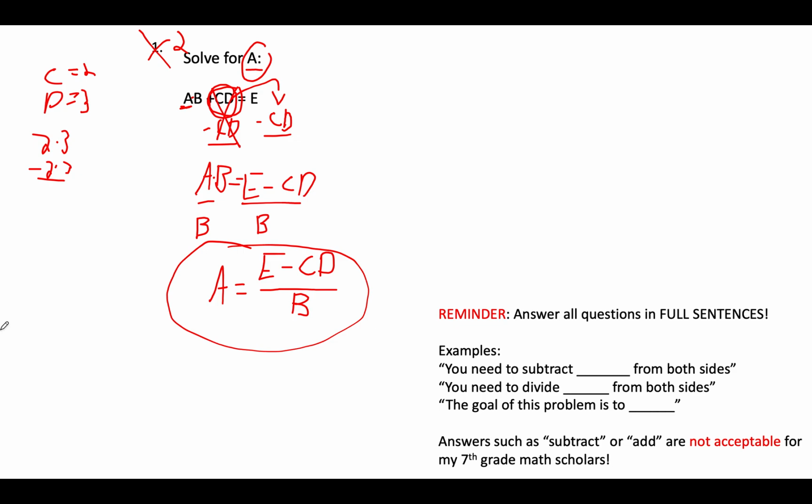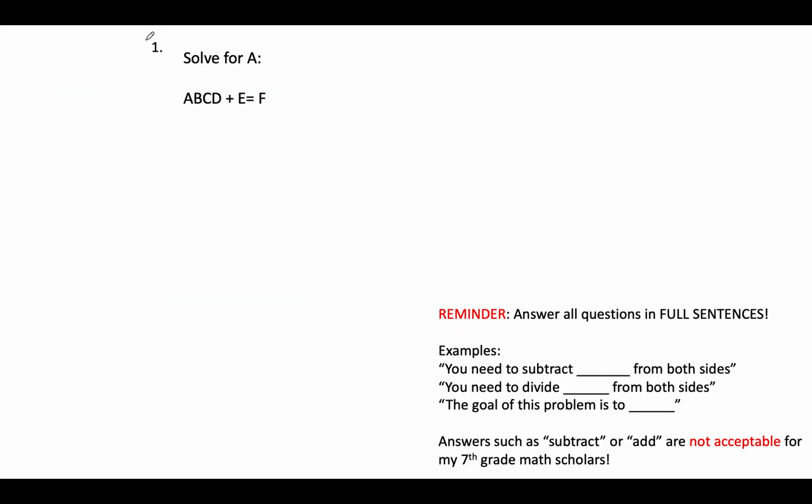All right, awesome. And our final one, I don't know why I didn't change the number here, is to solve for A once again. So we have A times B times C times D plus a value E equals F. The first thing we should do right off the bat is get rid of this E. How do we get rid of the E? The first thing we always need to do is subtract away any constants that are not connected to the A. So we get ABCD, all these values multiplied together, equals F minus our quantity E.